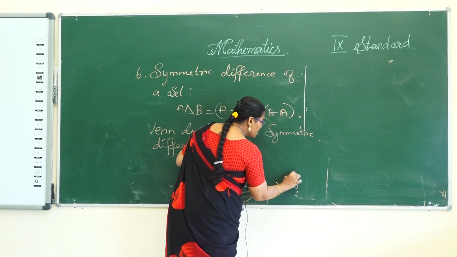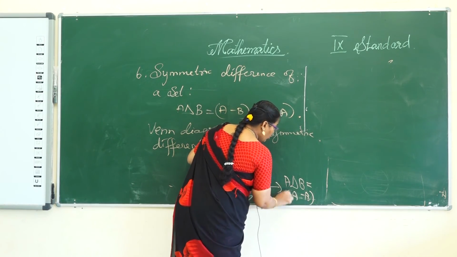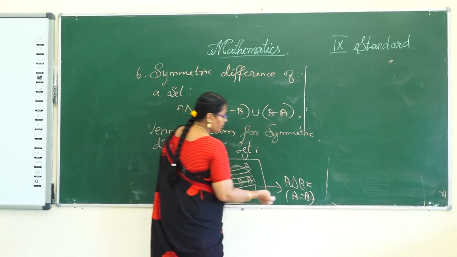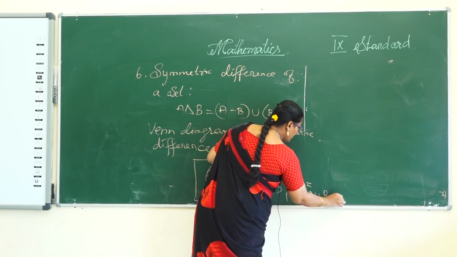So A symmetric difference B is equal to A minus B union B minus A. Ready? Join panni irukkom. Okay va?